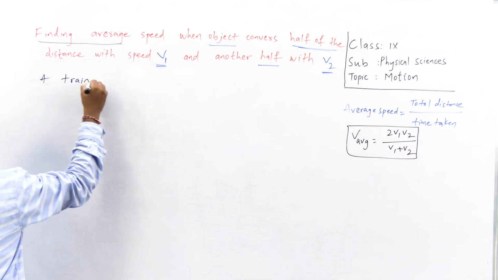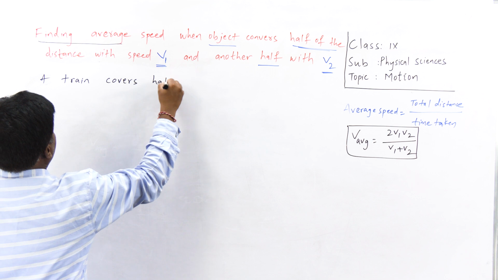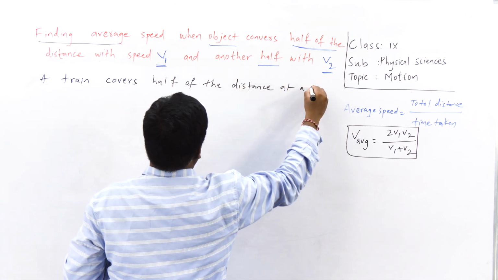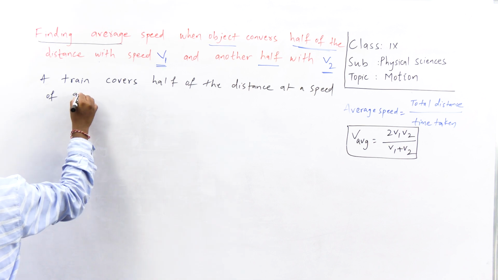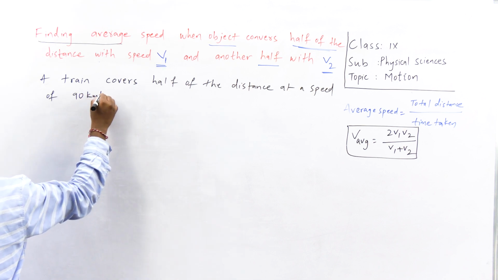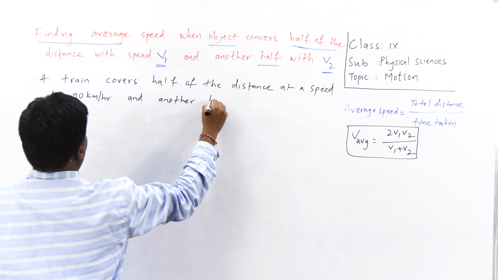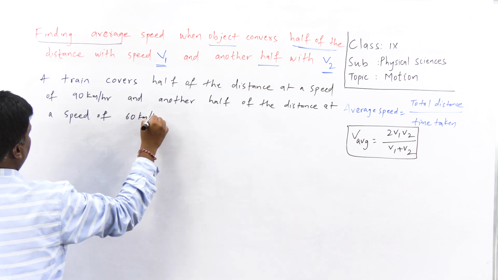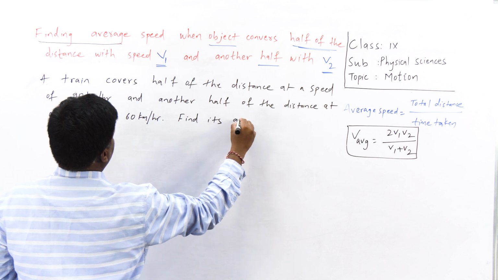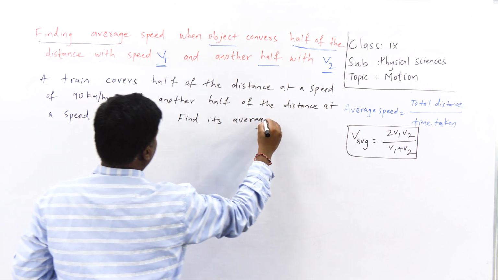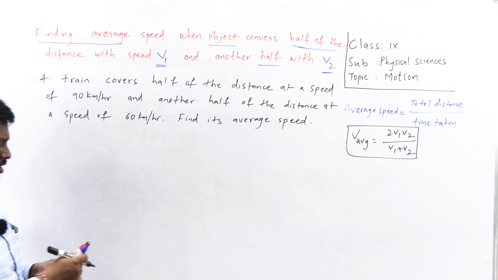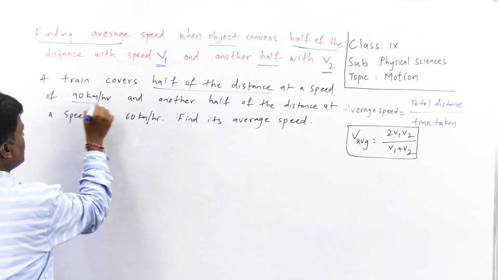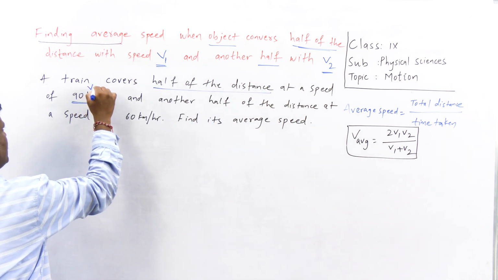A train covers half of the distance at a speed of 90 kilometers per hour and the other half of the distance at 60 kilometers per hour. Find its average speed. So this is the formula. See, you have to understand the condition. Half of the distance goes with what speed? 90 kilometers per hour. So this is v1.